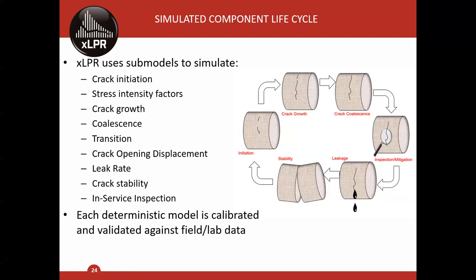Stability is evaluated to determine if cracks will result in rupture. And finally, an in-service inspection model is included to model inspections and resulting repairs. Each underlying model is implemented deterministically, with the probabilistic aspects coming from the framework and the values for the samples. All models were verified through a suite of tests and validated through comparison against laboratory or field data.